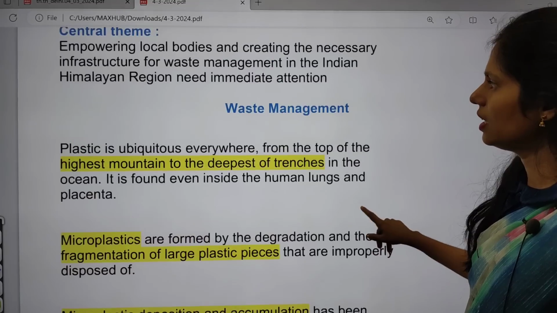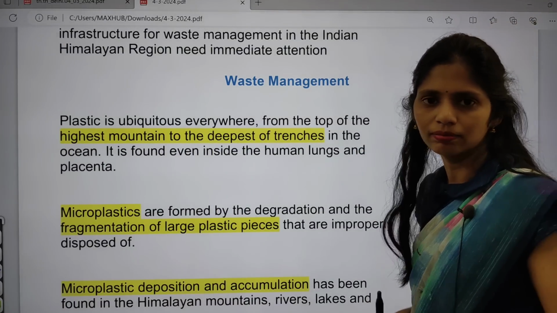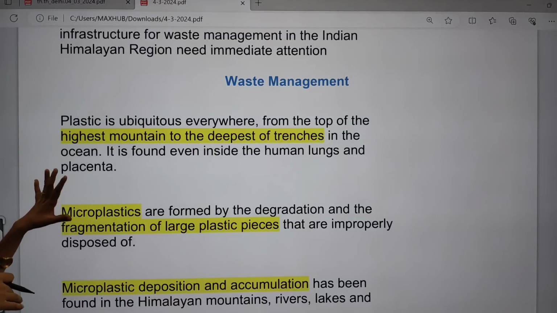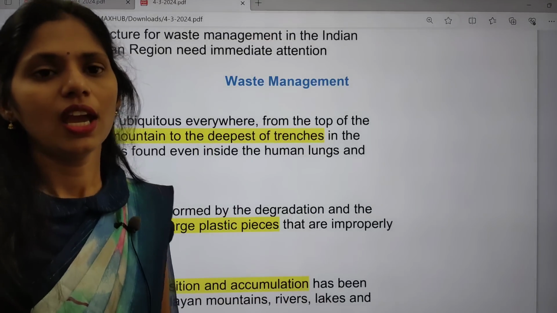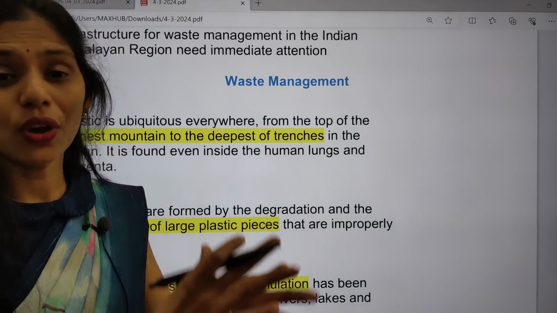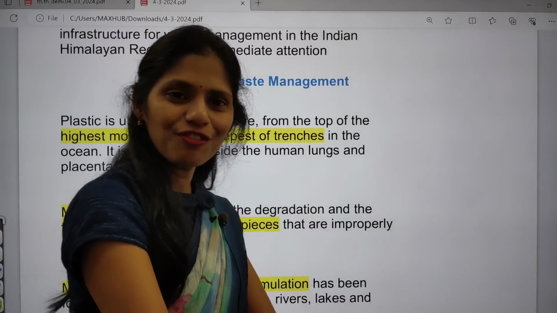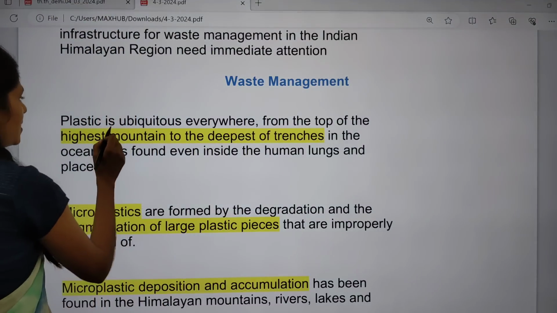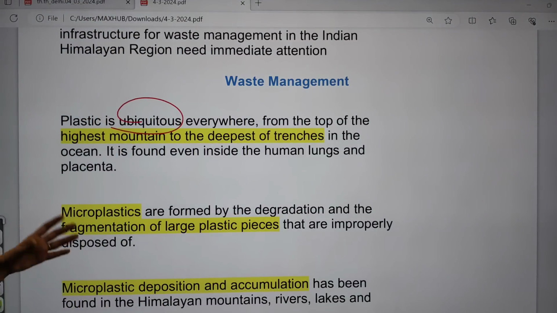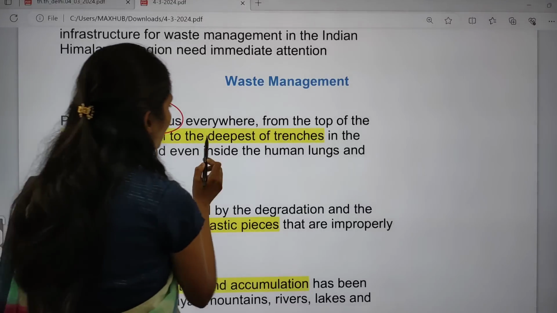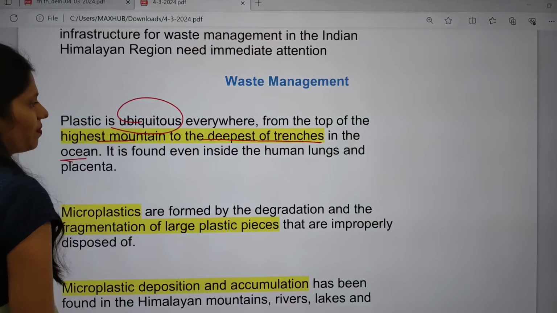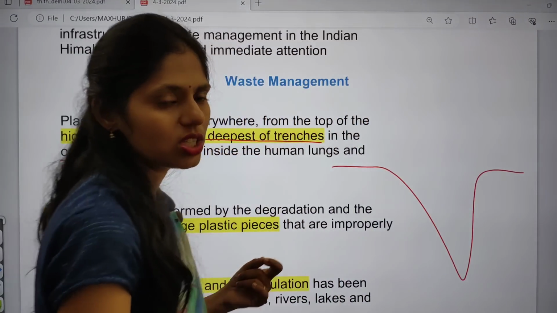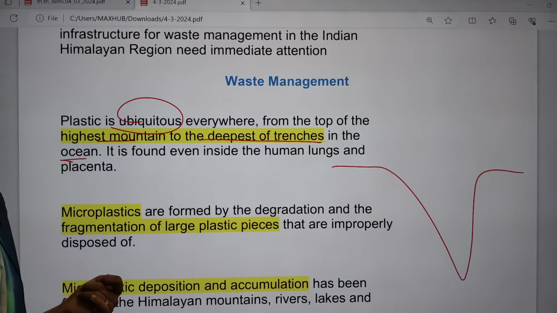The author mainly says that yes, there is an issue of plastic. Not only the author, everyone knows that because of the use of plastic, lots and lots of pollution is happening. Just as microorganisms are present everywhere, that is ubiquitous, in the same way we now see plastic which is ubiquitous. Ubiquitous is nothing but present everywhere. So it is present from the top of the highest mountain to the deepest trenches in the ocean. A trench is the deepest part of the ocean. So even in the trenches we now have this plastic.